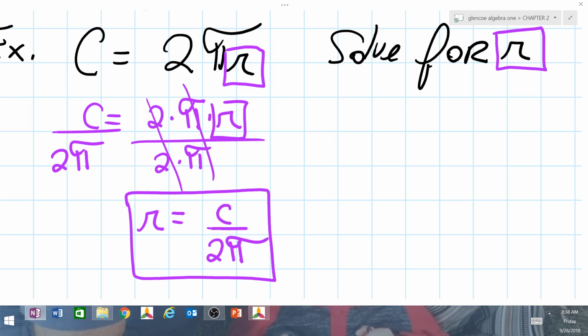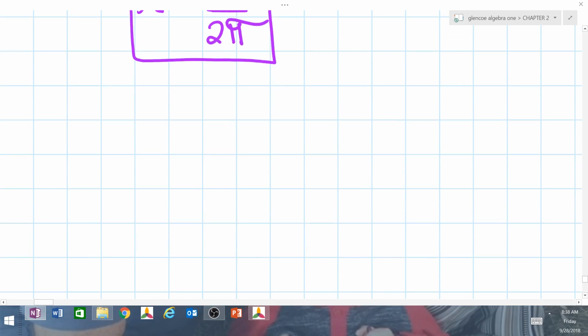Okay, what did you guys get for an answer? R equals... Outstanding. R equals C over 2 pi. Does anyone have a question? Y'all with me? Let's try another one.